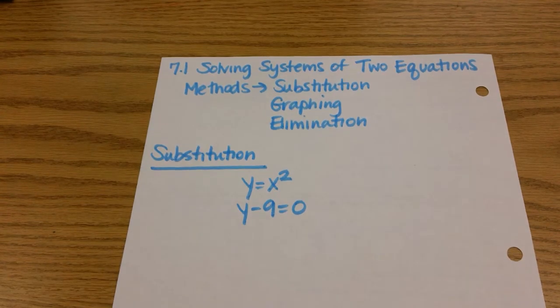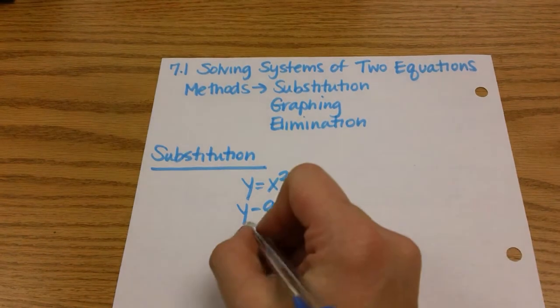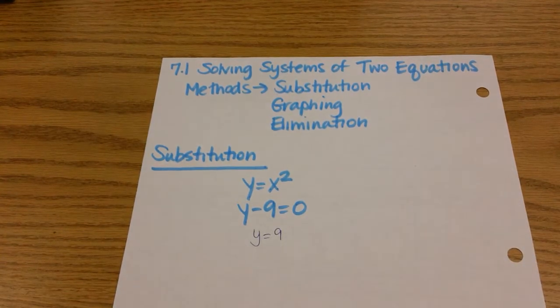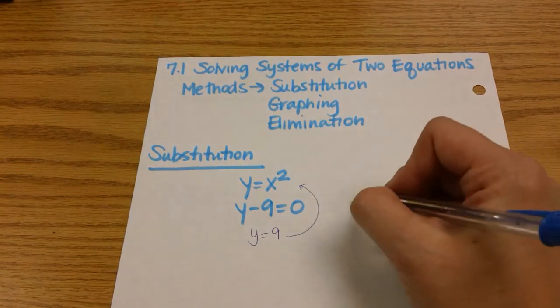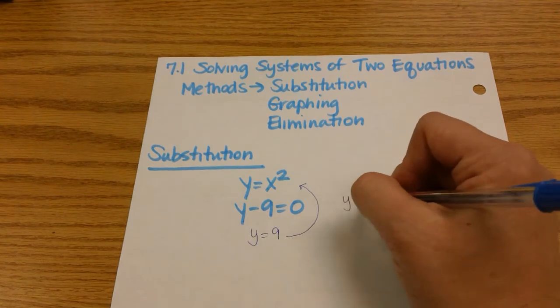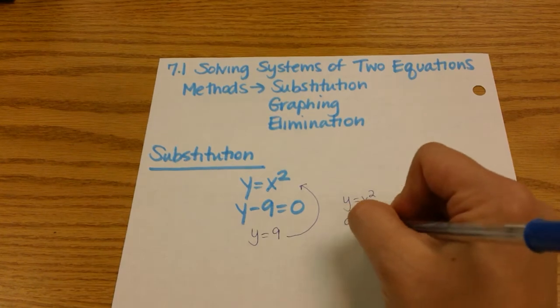If you were given an example such as y equals x squared and y minus 9 equals 0, we can solve this by substitution. The first thing you're going to do is look at the easier equation here. Right now we know that y minus 9 equals 0. That means that y has to equal 9. Okay? So we know that y equals 9. We can plug that into the other equation here, y equals x squared, and we can solve for x. So if y equals x squared and y is 9, that means 9 equals x squared.